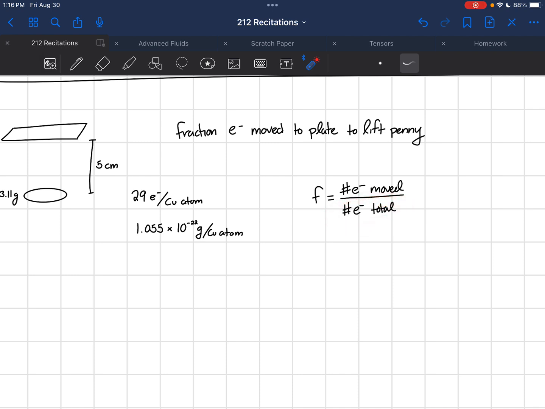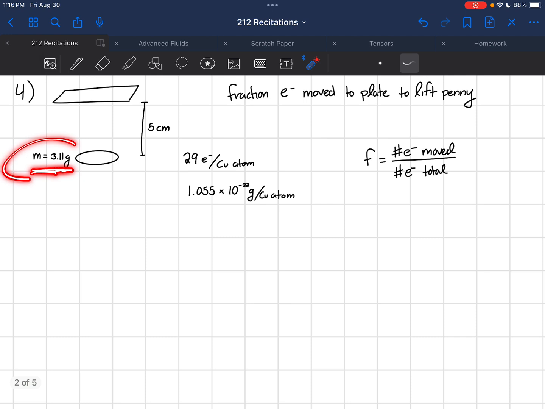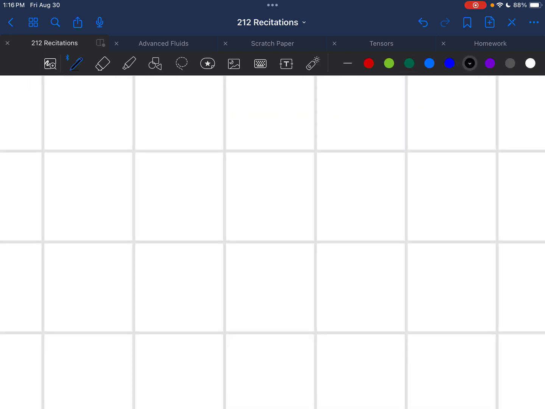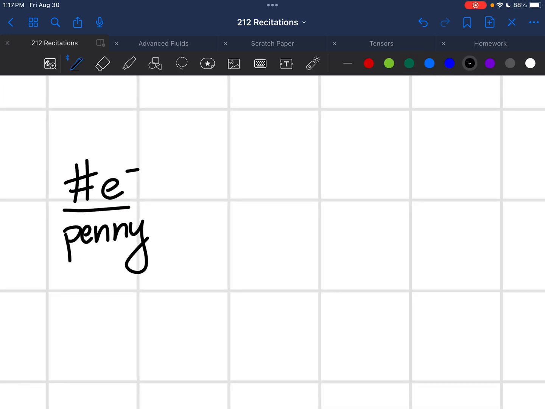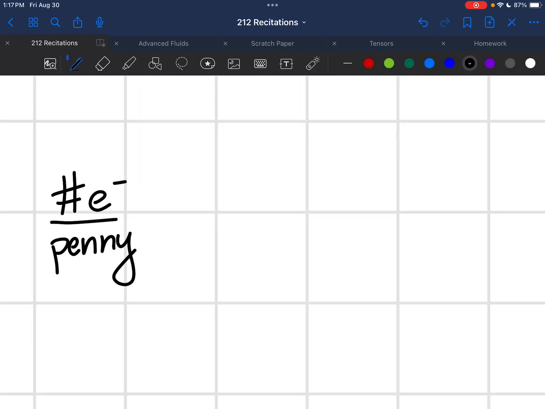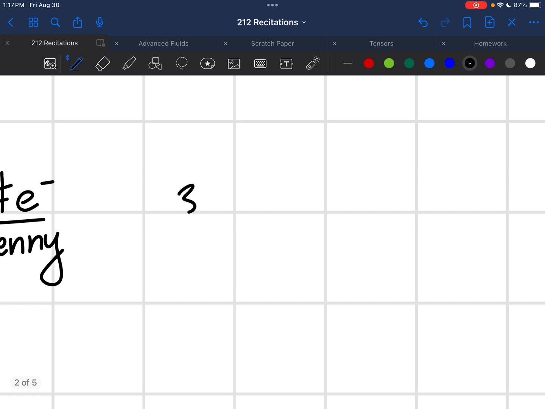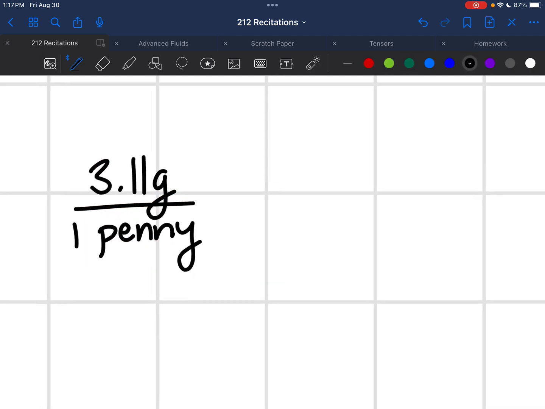So I like to do this one thinking in terms of dimensional analysis. So if I have this much mass per penny, I'm trying to end up with number of electrons per penny. For every one penny, how many electrons do I have? That's going to be my ending dimensions for my number total. So if I start with 3.11 grams for 1 penny, right? So for every 1 penny that I have, it's 3.11 grams.